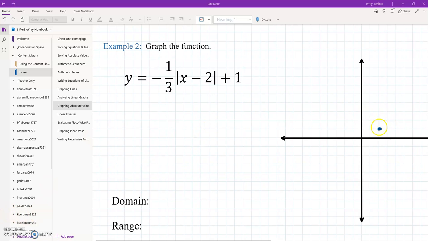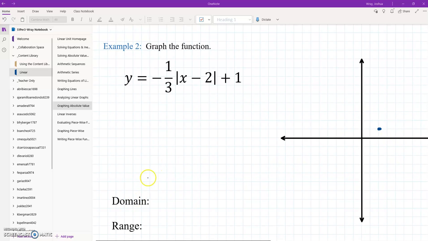Alright, so anyway, I think it cut me off somewhere around when I was plotting this vertex over here. I got that vertex by looking at it: I know it's moving to the right 2 and up 1, so I just took my vertex and moved it over and up. The next thing I know is that this negative 1/3 is going to do two things. It's going to flip it so that the V is downwards like this, and because 1/3 is smaller than 1, it's going to make it wider than the parent function. There's going to be some wide V that comes down like this.